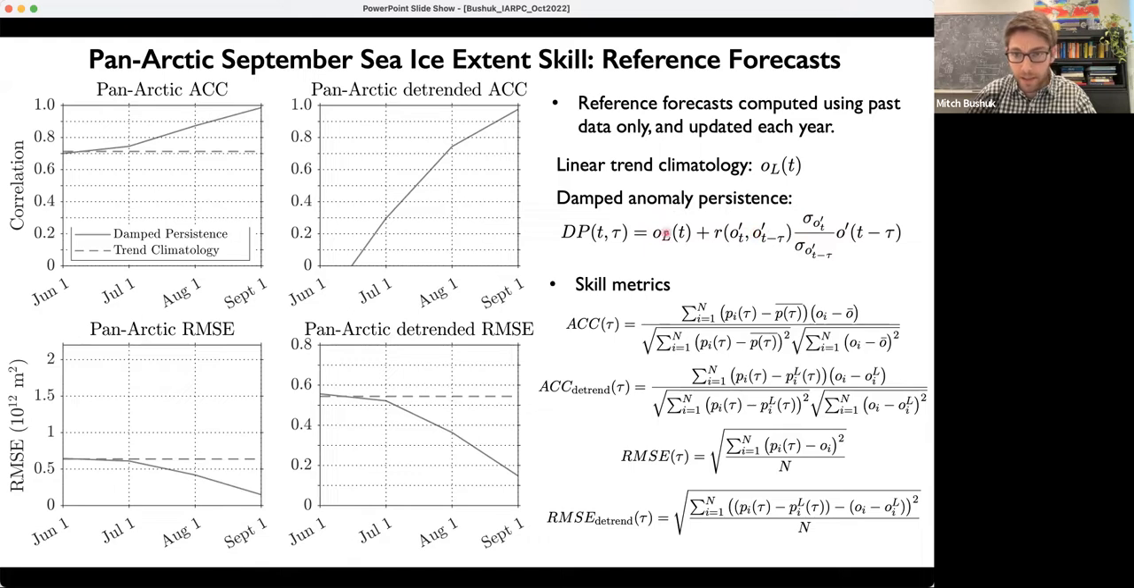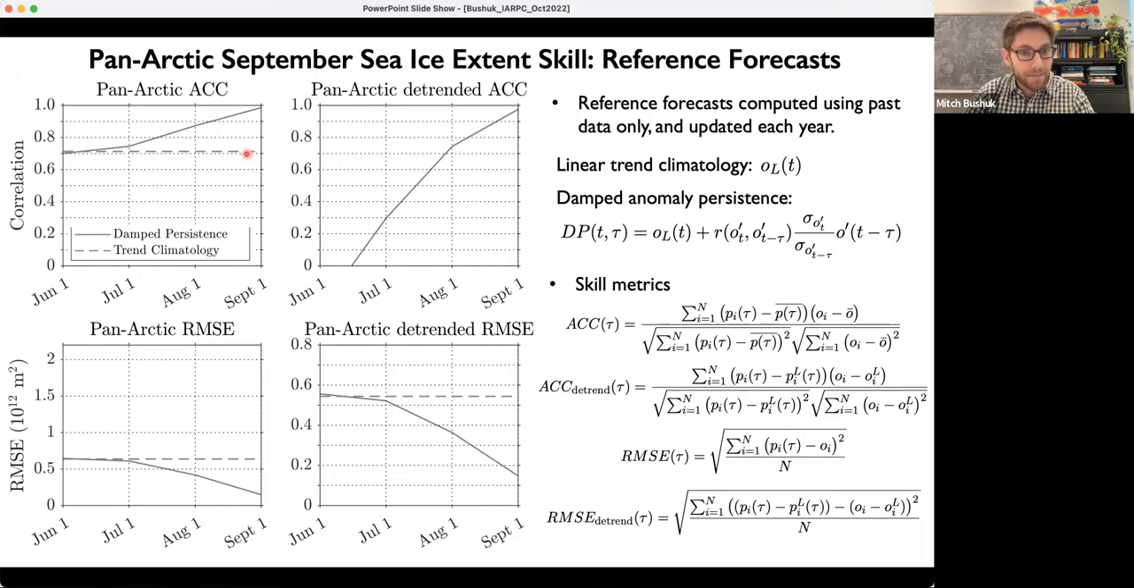I'm going to quantify skill throughout this presentation using the RMSE, as Ed showed, as well as the anomaly correlation coefficient, or ACC, which is just the correlation between predicted and observed anomalies. I'm also going to show some detrended metrics, where instead of looking at the full anomalies, the anomalies are computed relative to a linear trend climatology. The idea is that we know we've had a strong trend over the satellite era, and so the detrended metrics remove the trend signal and then ask if you can predict the interannual fluctuations relative to that trend line.